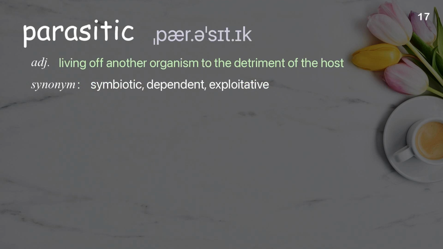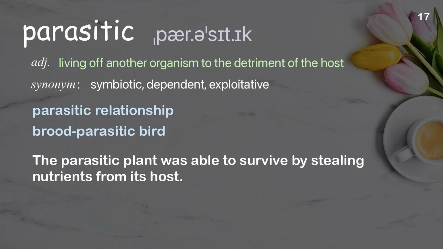Parasitic. Living off another organism to the detriment of the host. Examples: Parasitic relationship. Brood parasitic bird. The parasitic plant was able to survive by stealing nutrients from its host.